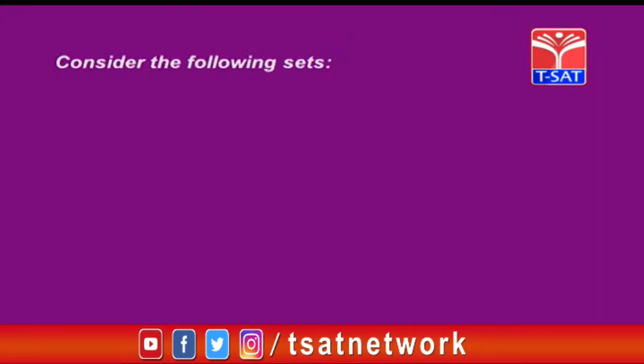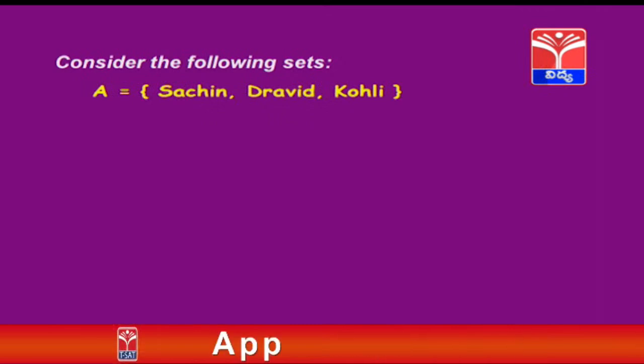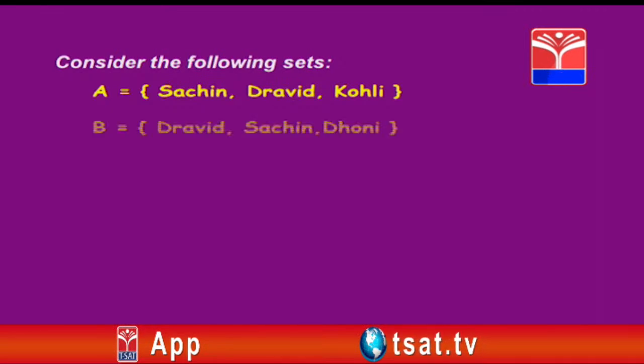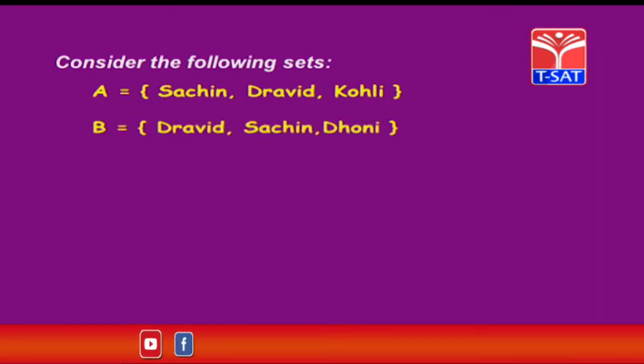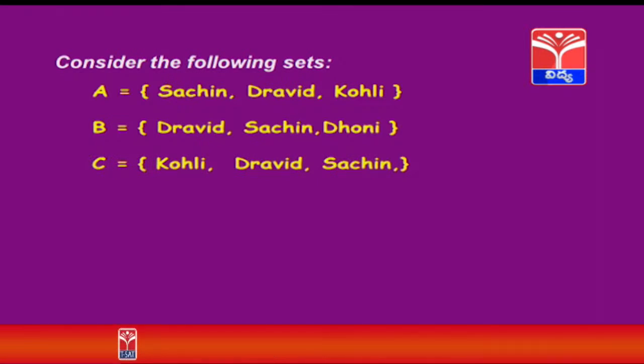Again, we will consider the following sets. Let us see, A is a set of players. I am taking the cricket players Sachin, Dravid, Kohli. B is a set of Dravid, Sachin, Dhoni. C is a set of Kohli, Dravid, Sachin. You might have known all the cricketers. Okay? Let us enjoy.